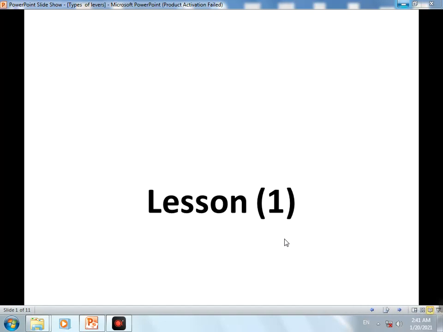Today we are going to explain the second term in science. And we have 4 units. Unit 1, force and motion. Unit 2, electric energy. Unit 3, the universe. Unit 4, structure and function of living organism. Let's begin first with Unit 1 and Lesson 1, types of levers.